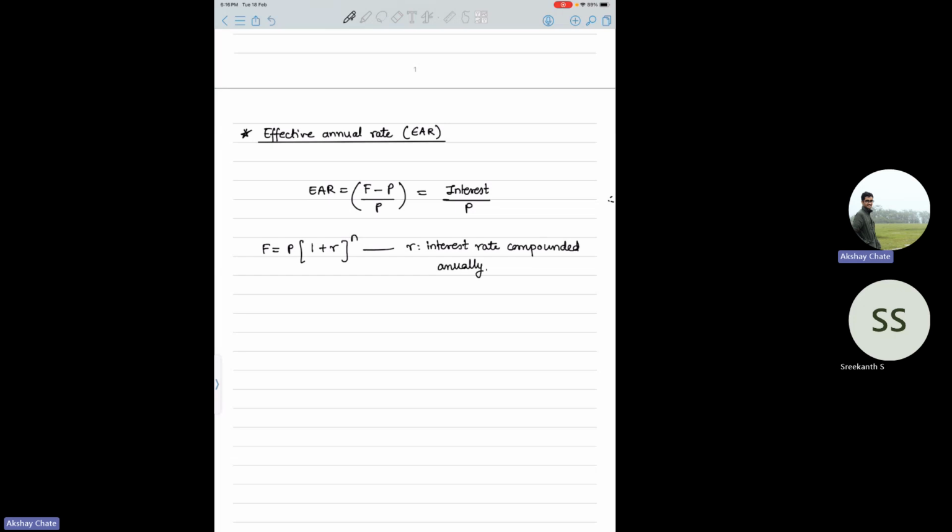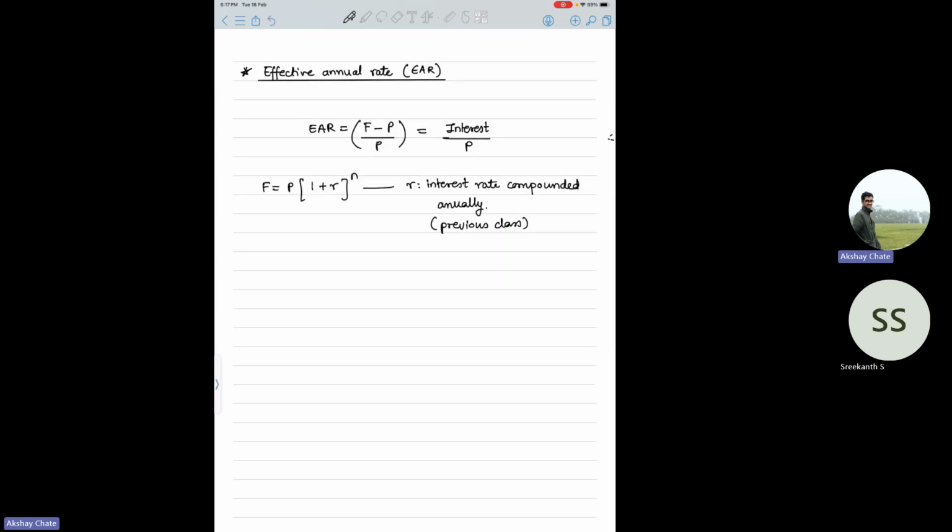Okay, so this is what we saw in our previous class. All the cases were more or less assuming this. Now, it is not necessary to have R compounded annually. Depending on the case that you encounter, it can be any other time period. So that is the new change here, and it is basically (1 + R/M)^(M·N).